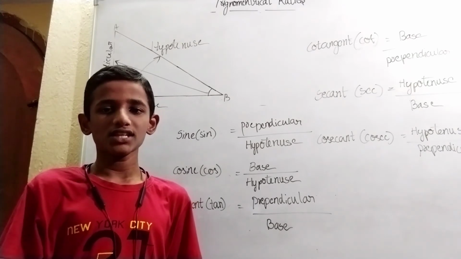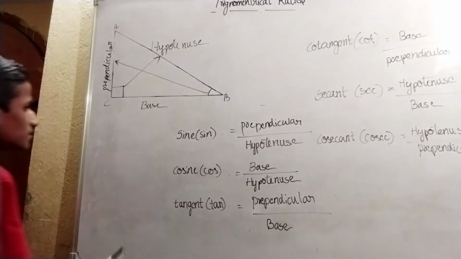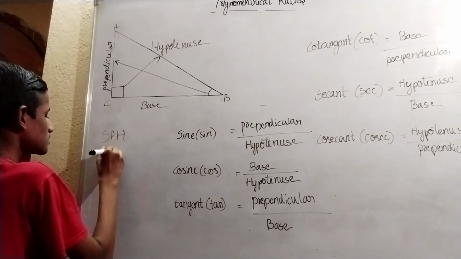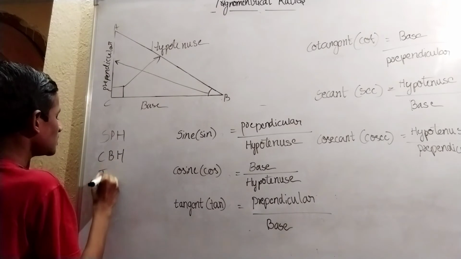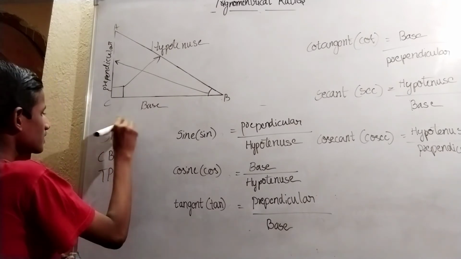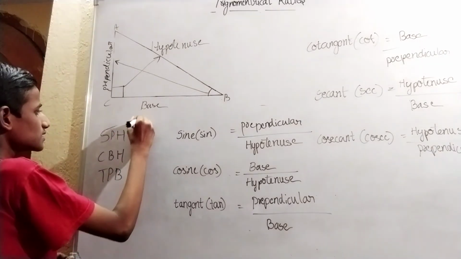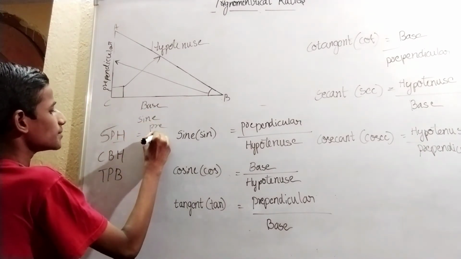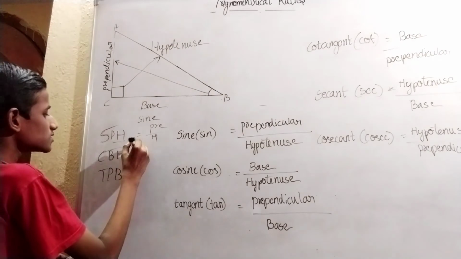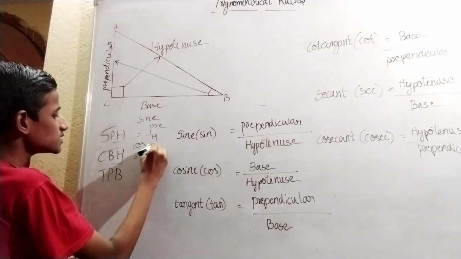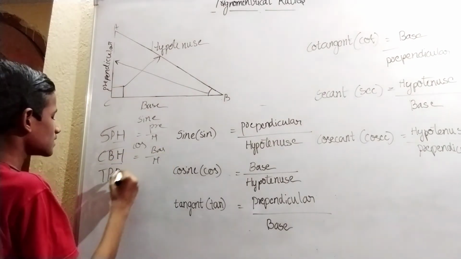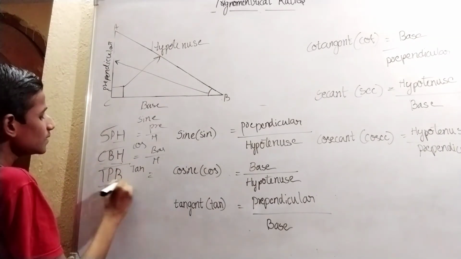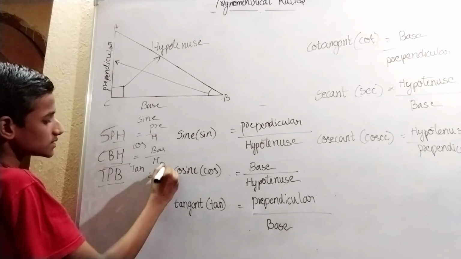So we have easy steps to understand easily. That is SPH, CBH, TPP. Here S means sine and PH means perpendicular by hypotenuse. Here C means cos and BH means base by hypotenuse. And here T means tan and PB means perpendicular by base.